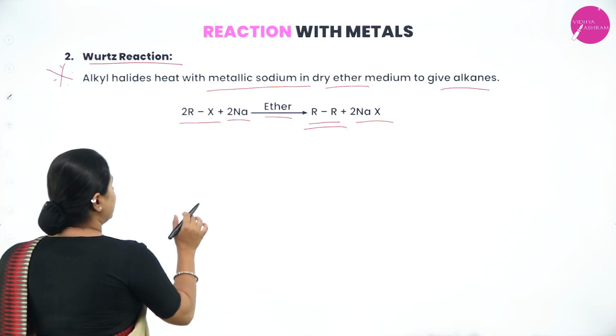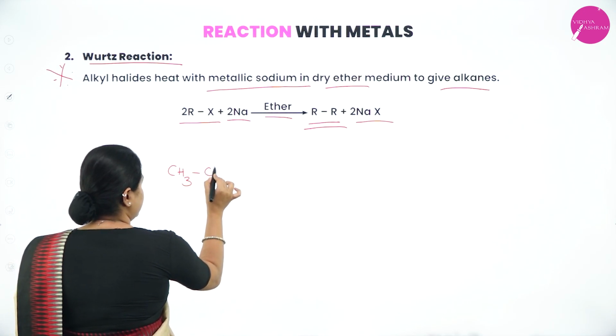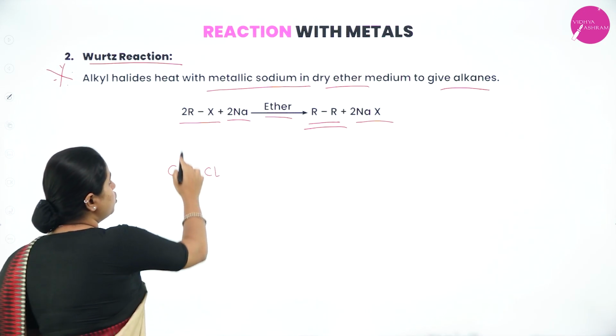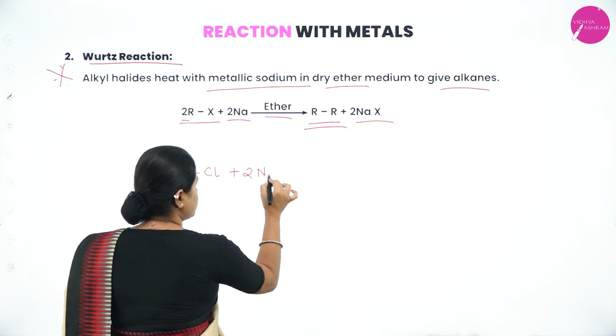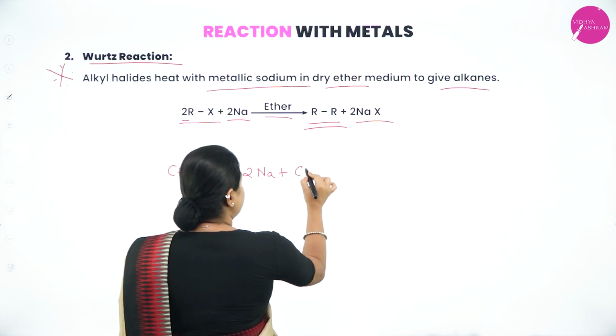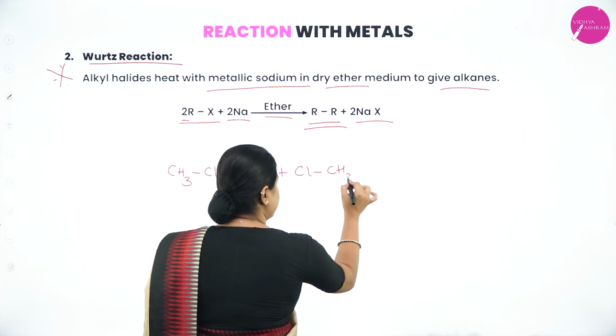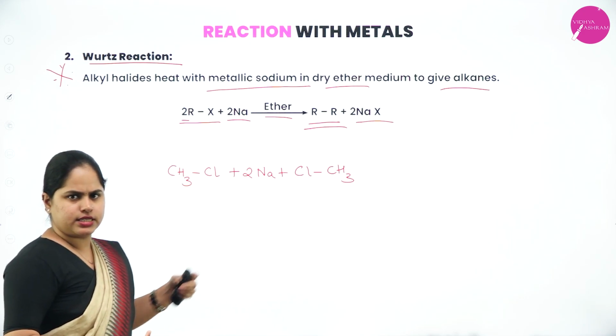So what does that mean? Let's take an example here also, CH3Cl. Chloromethane, 2 moles we are taking. I am writing the 2 moles of sodium here. Again, 1 more mole of methyl chloride we require, so I am writing it like this, ClCH3. This means the same, CH3Cl, ClCH3. It's the same.